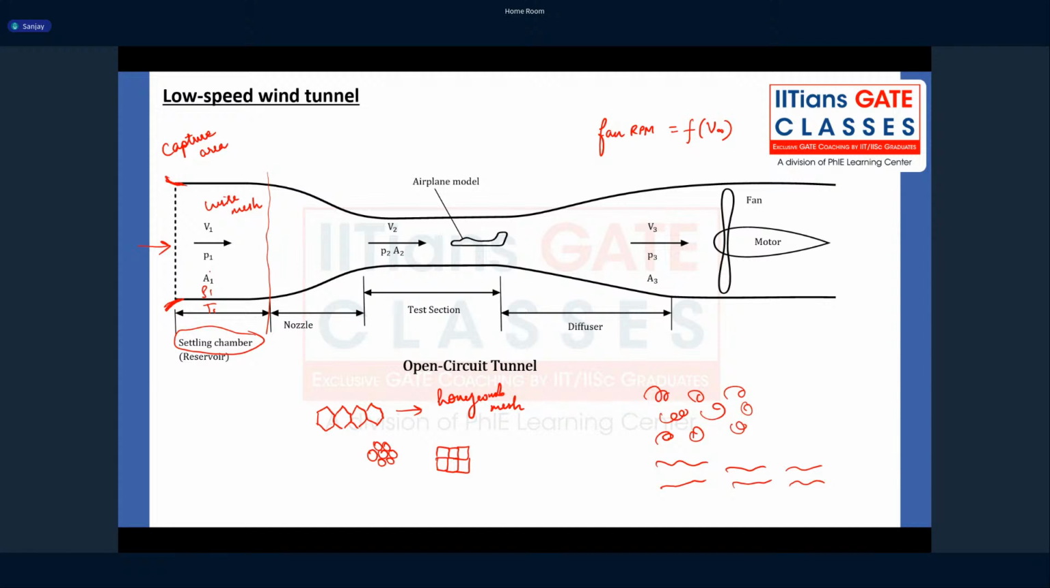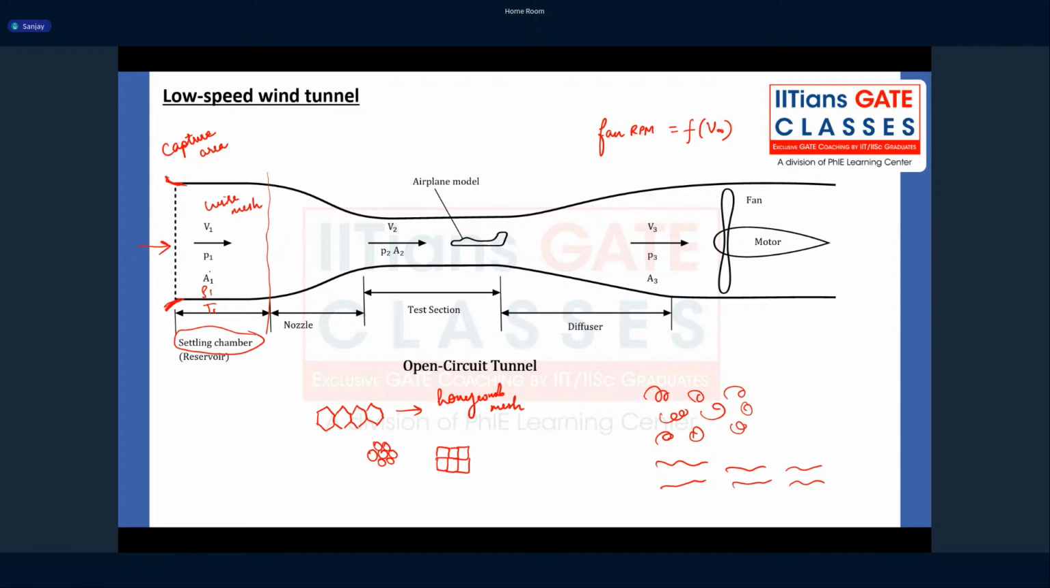So how do you change the property of the flow? You either keep a varying area duct, or you do some external work on the flow, or you do some heat transfer. But we are not getting into that. We will not do any heat transfer or work, but we will give a variable area duct. Now, what type of variable area duct will you provide? You will give a convergent duct.